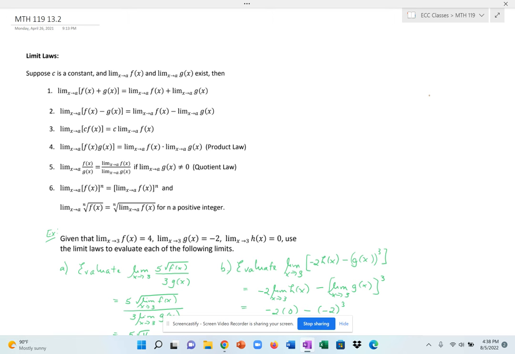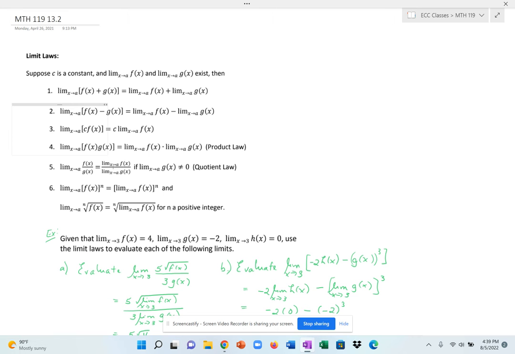The third one is used really frequently. It says that the limit as x approaches a of c times f of x is the same as c times the limit of f of x. So you can just evaluate the limit and then multiply by the constant. Sometimes that does make calculations easier. Numbers are smaller. The fourth one says that the limit of a product is the same as the product of the limits. That one is called the product law.